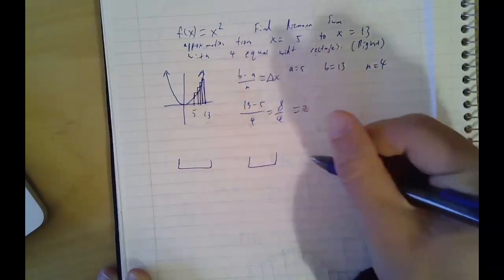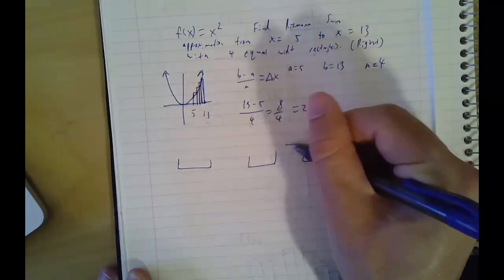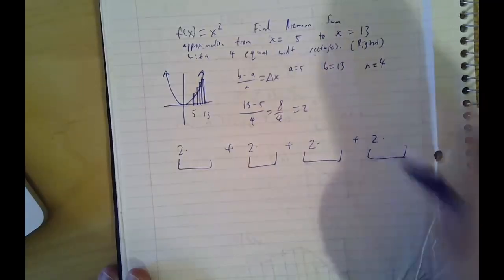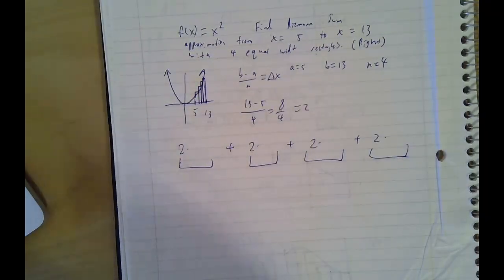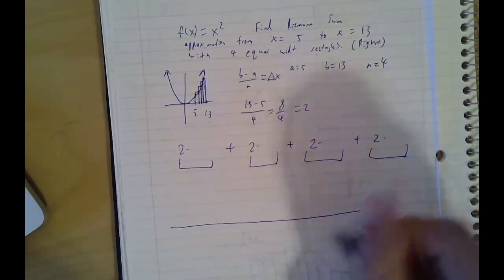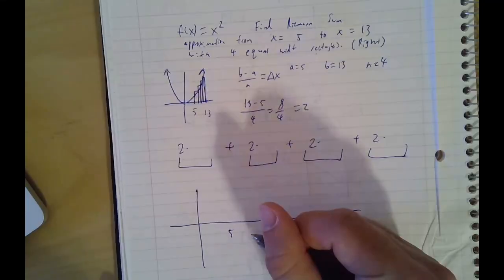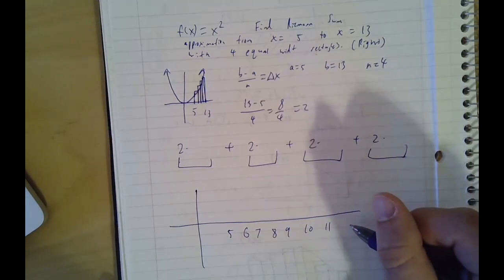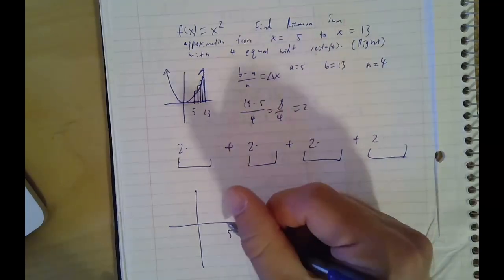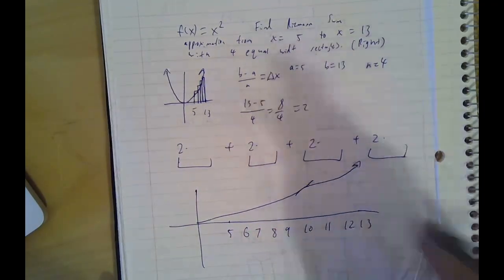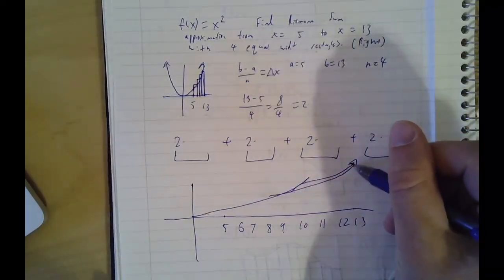I'm going to write that out here. I have my 4 rectangles, and I'm making space for them. So one is 2, 2, 2, 2. Now I need the height. Well, it's a right-sided rectangle. If you think about this, I'm going to zoom in on that graph for a second. We have 5, 6, 7, 8, 9, 10, 11, 12, 13. We have this curve, and this is not to scale, but I'm just trying to show what's happening.